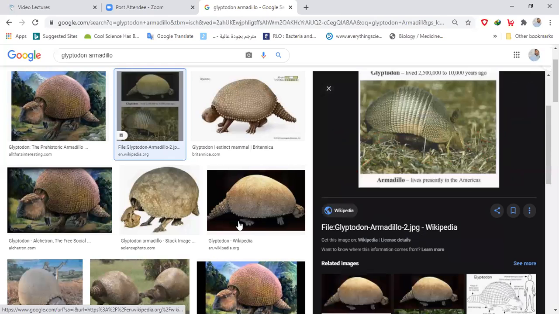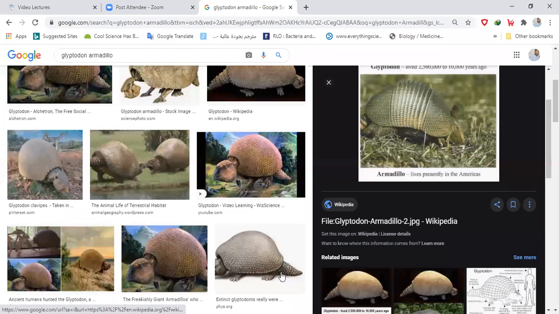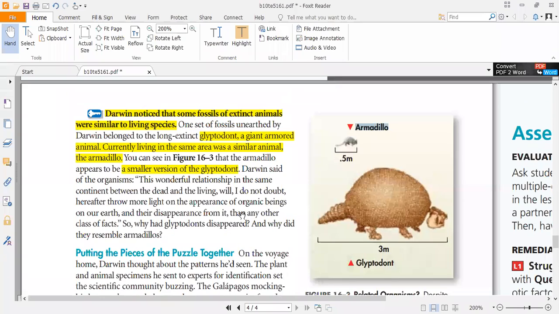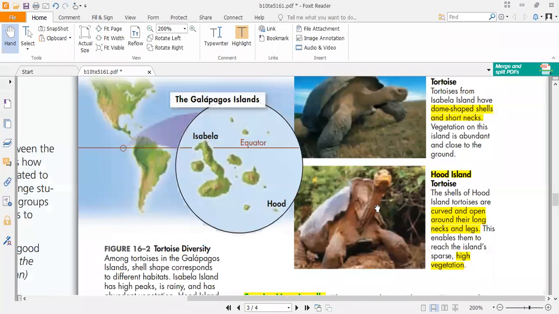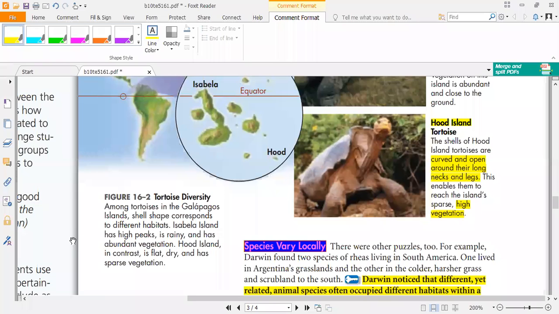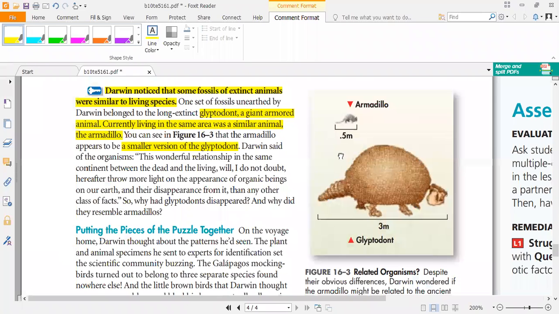He noticed differences between organisms in different continents, species that vary globally. He found differences between organisms in the same area, and this is what we call species that vary locally. And now he noticed differences between organisms along long periods of time, and we said the species vary over a long time.